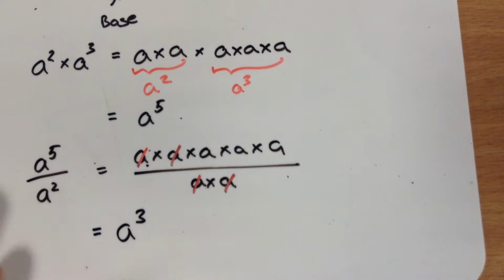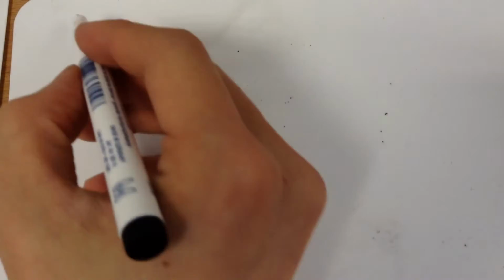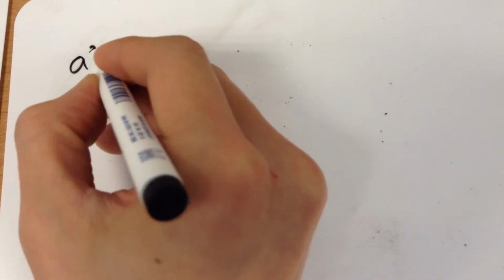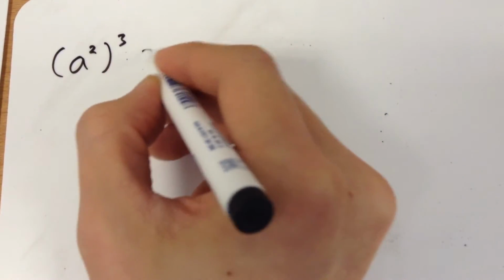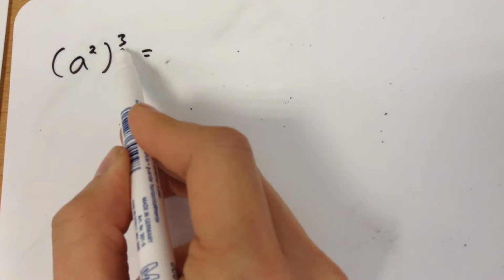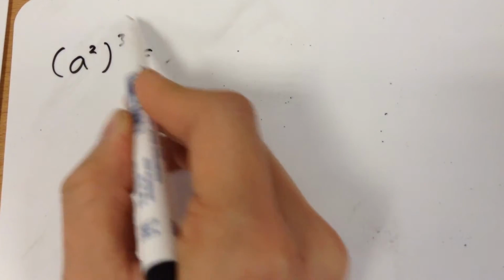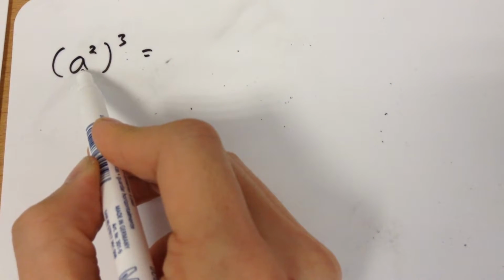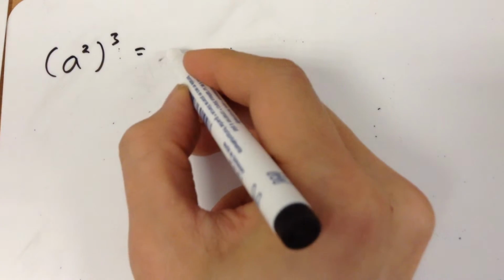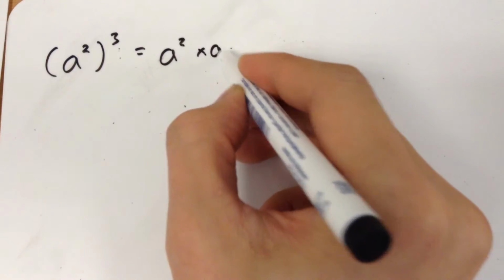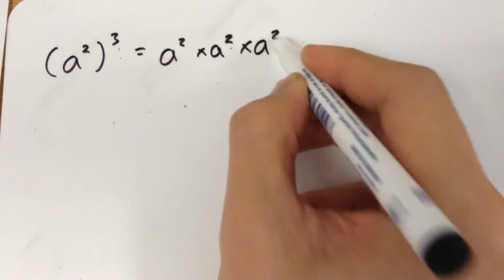The final thing we looked at was power to a power. So you can have a squared to the power of 3. So this is a power to another power. We look at the outside first, so we look at the power of 3. This power of 3 means that you have a squared times itself 3 times. In other words, a squared times a squared times a squared.